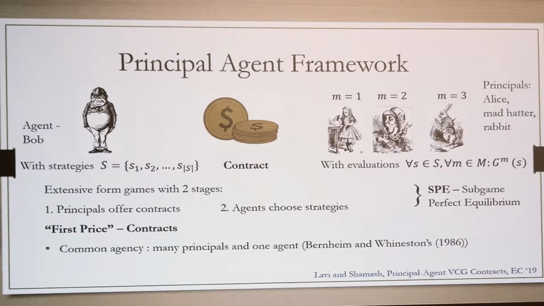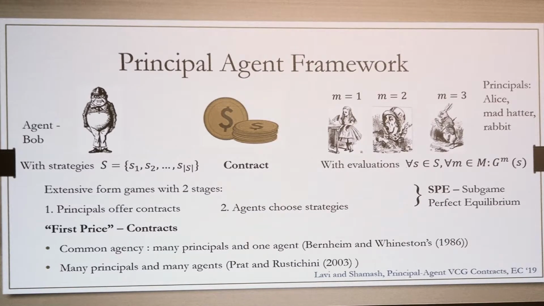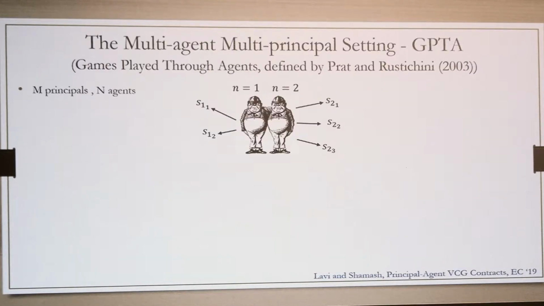An example is the common agency with many principals and one agent, as in our example, by Bernheim and Whinston, where the contracts are basically first price. And another example is many principals and many agents, by Prat and Rustichini. Our framework is based on their paper. And let's look at their paper.